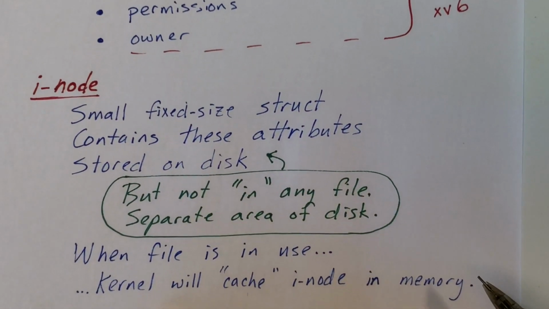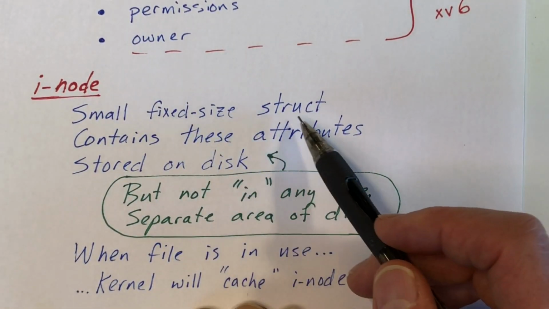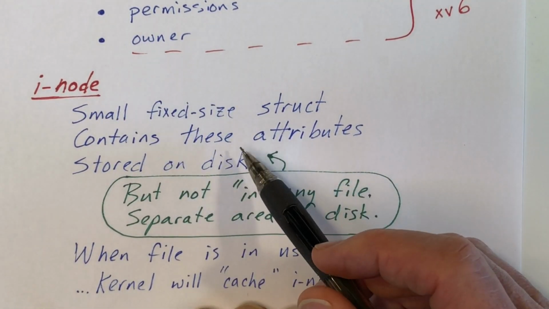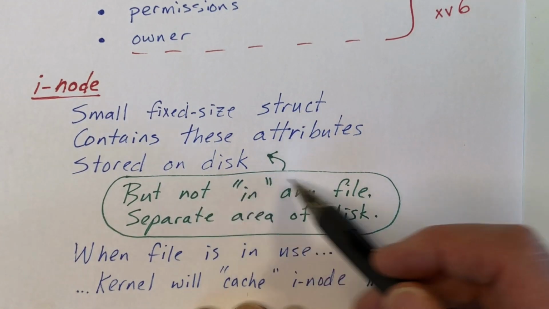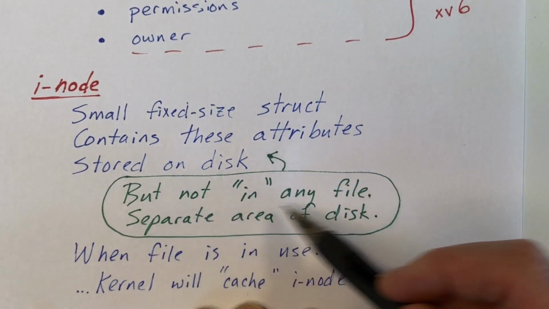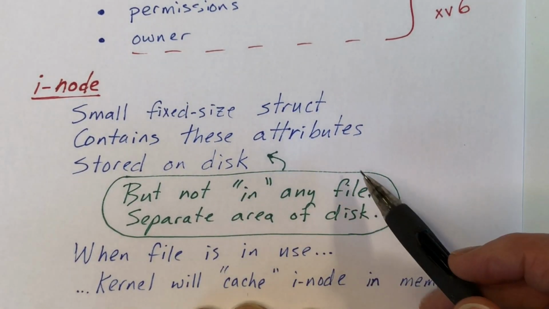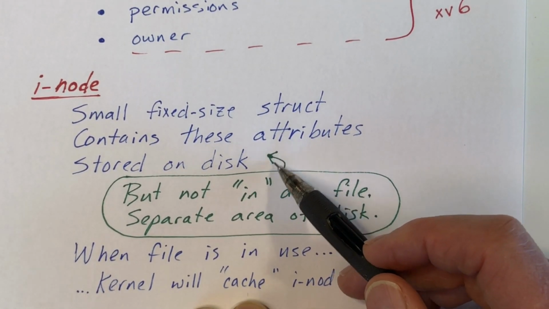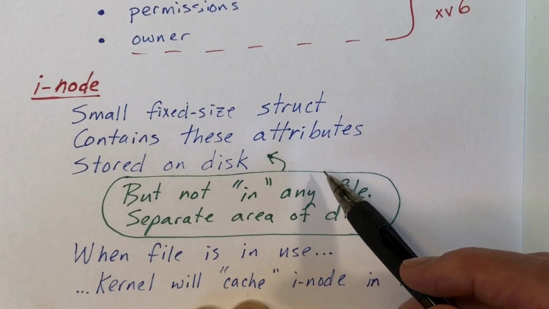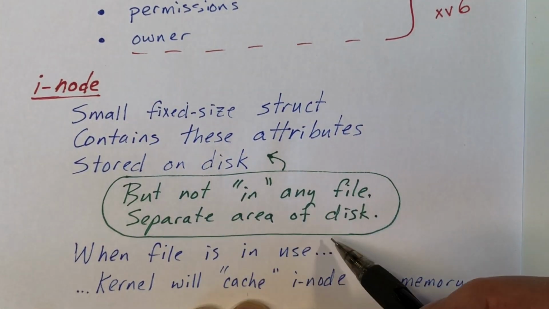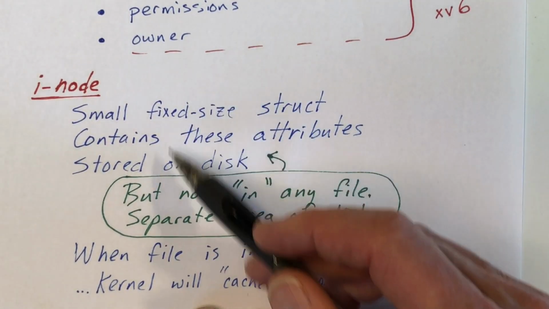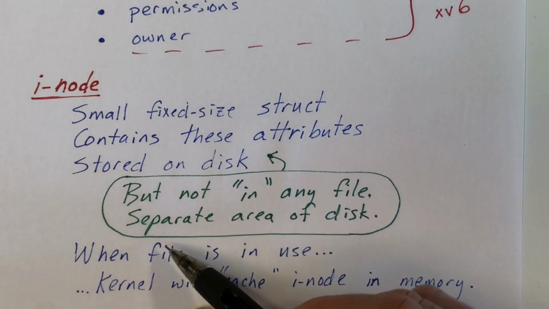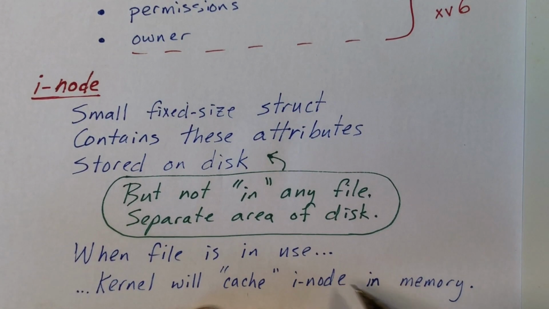The attributes are kept on disk in a small fixed size structure called the inode. Okay, the inode is kept on disk. It's not kept in any file, but these are kept in a separate area of the disk. So somewhere on the disk there is essentially an array indexed by inumber of these inode structures. Whenever a file is in use, the kernel needs to read in the inode structure from disk and keep it in memory. So the kernel maintains a cache of inodes in memory.